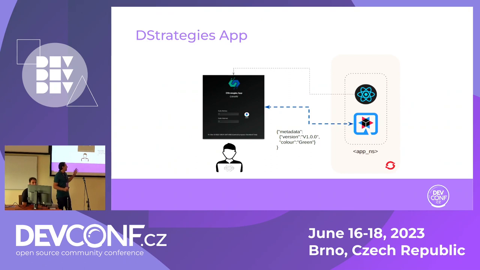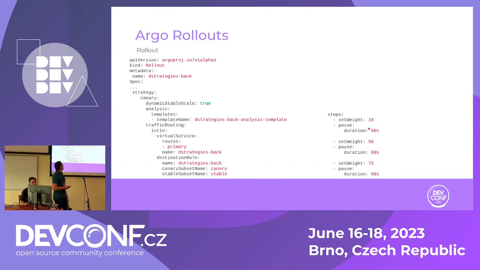We have developed a very simple application. We have a front-end application built with React that calls a back-end application built with Quarkus, but it's just an API that will answer with the version of the application. So what we are going to do is deploy a new backend version. We will start with version 1, we will deploy version 2, and we will see how the version changed.